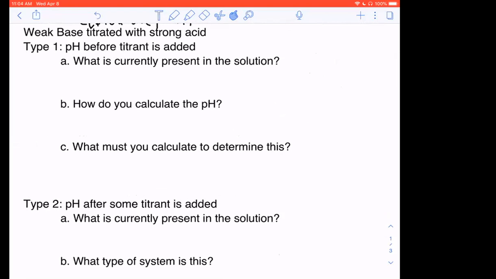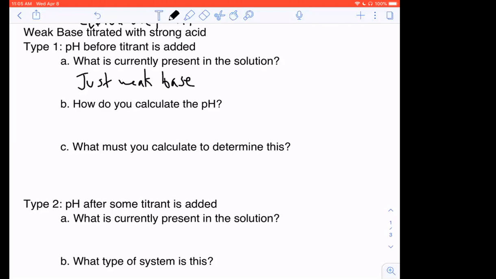So initially, before any titrant is added, and for this we're doing a weak base with a strong acid, all that's currently in the solution is just that weak base. So I'm just going to write weak base. And then how do you calculate the pH of a weak base? You should all be very familiar with that. This is where you're going to use just the classic ICE table.